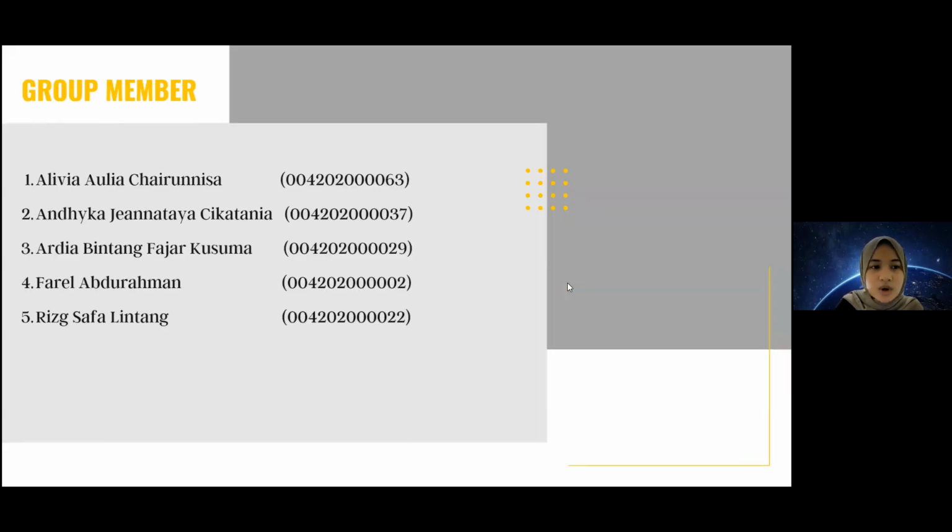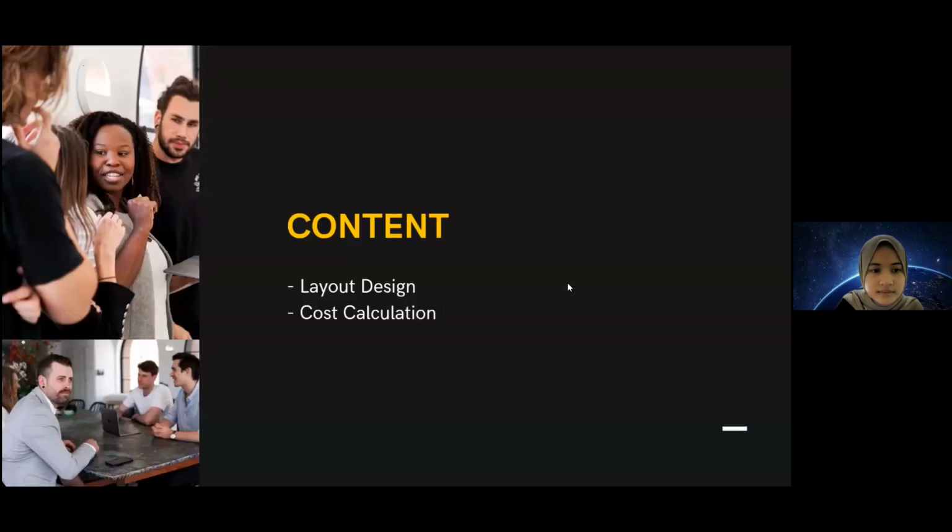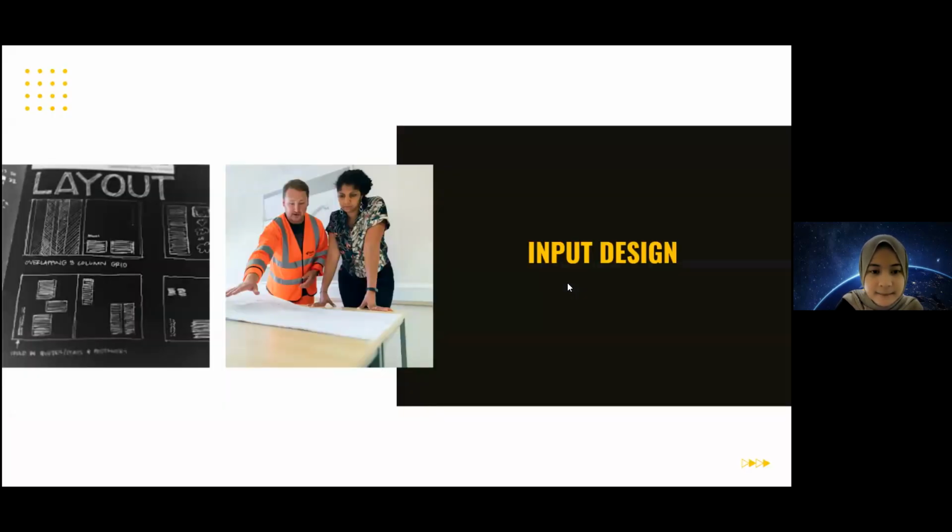So, this is our group members. There's me, Alivia, and my friends, Andhyka, Ardia Bintang, Farel Abdurahman, and Safa. So this is the overview of our presentation. There's two contents. The first one is about layout design, and the last one is cost calculation. So the first topic that we want to discuss is about input design.